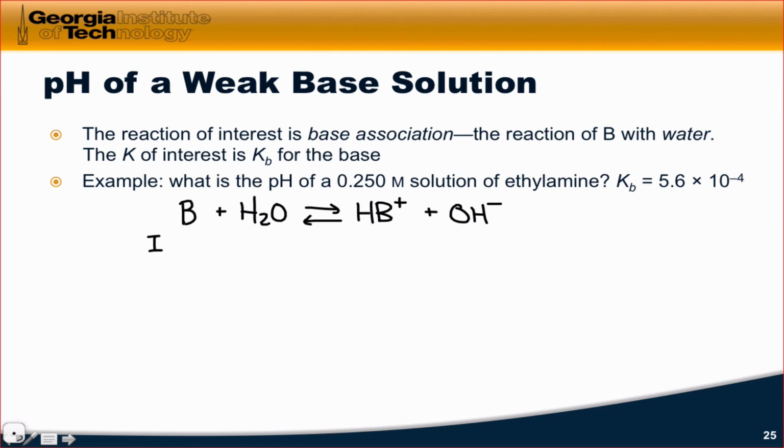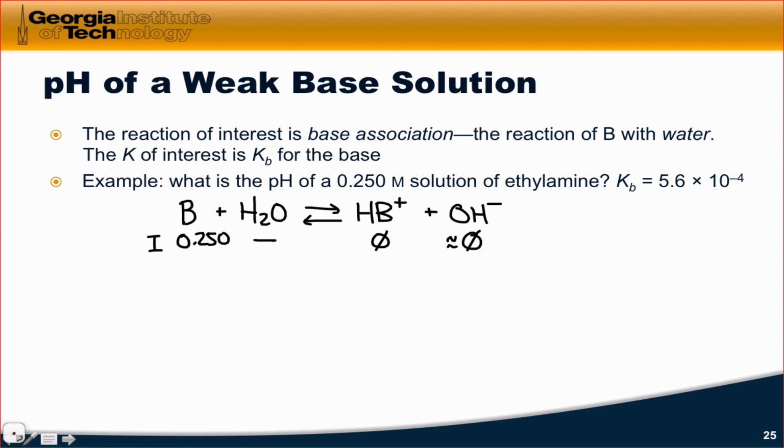Initially, we have 0.250 moles of the base in solution. Water is irrelevant, and we have no HB+, and essentially no OH-, using the approximation that the initial concentration of base is far, far greater than the 10 to the negative 7 we would expect for the concentration of hydroxide in pure water.